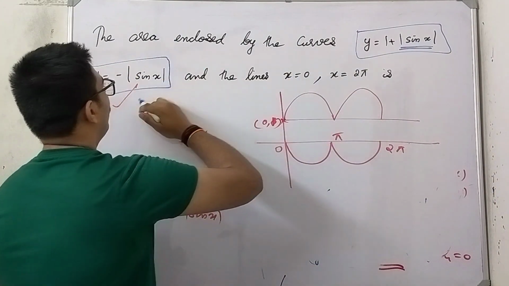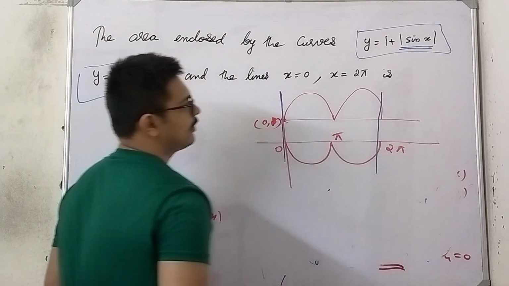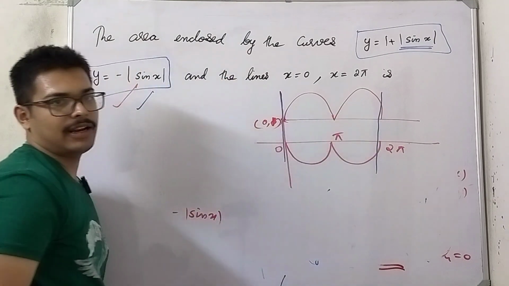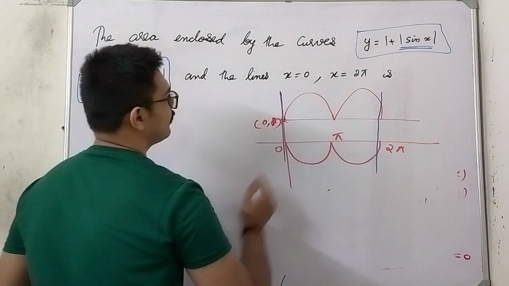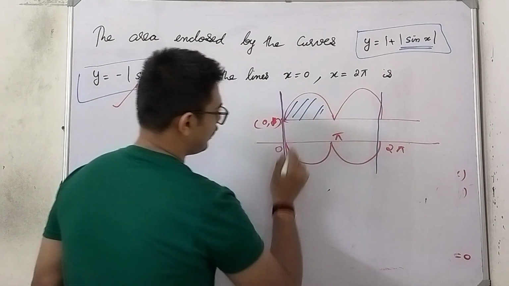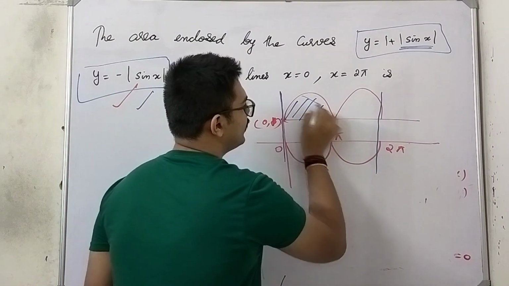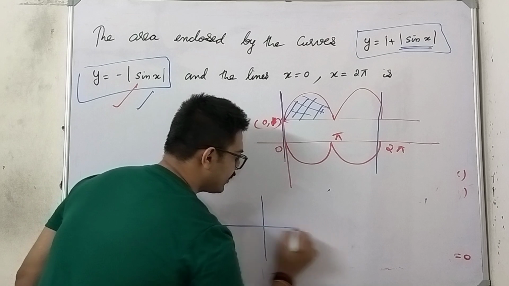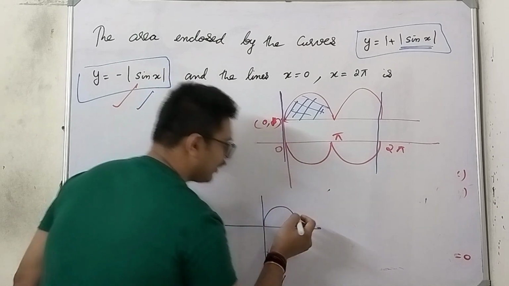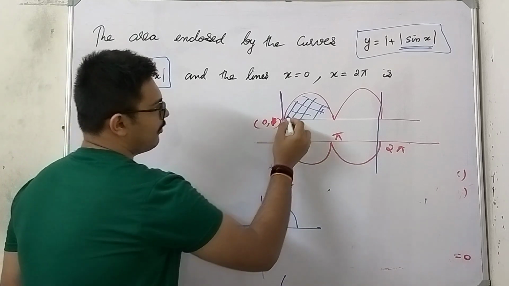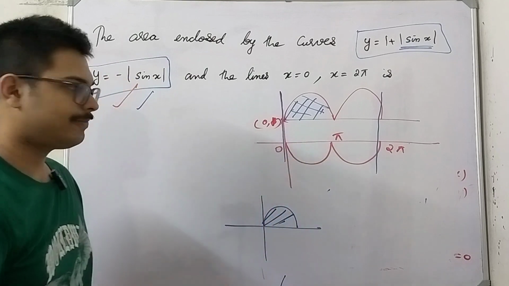Now we need to find the area between these two graphs from 0 to 2 pi. See, these two graphs we have plotted, and the line x equal to 0 is here and x equal to 2 pi is there. All these areas are symmetric because the sin x graph is periodic. Now what is the area of this region? The area of this region is the same as that of this one, this one, this one. So we need to find the area of this region first. This is the same area as that of the sin x graph, because this is minus mod sin x.